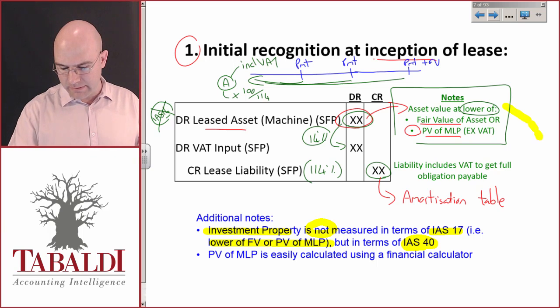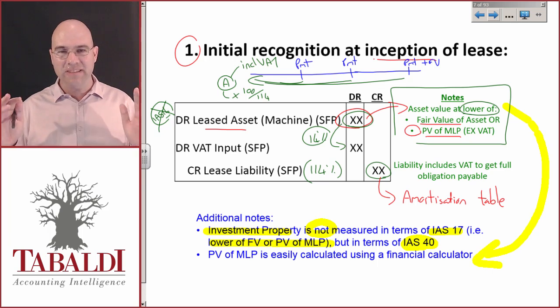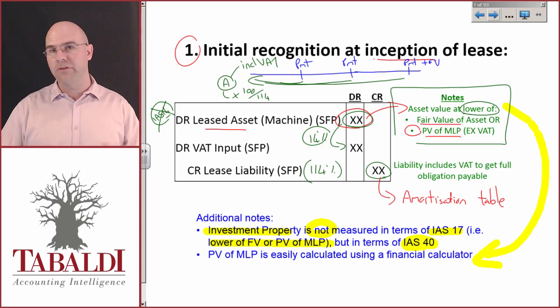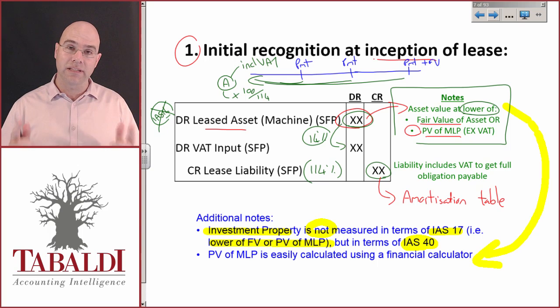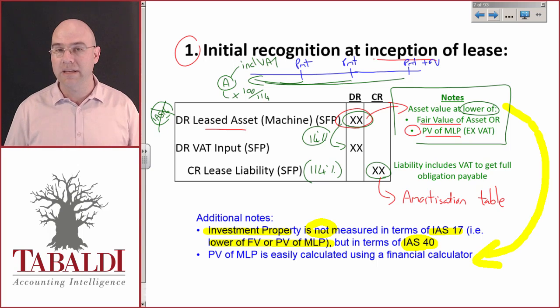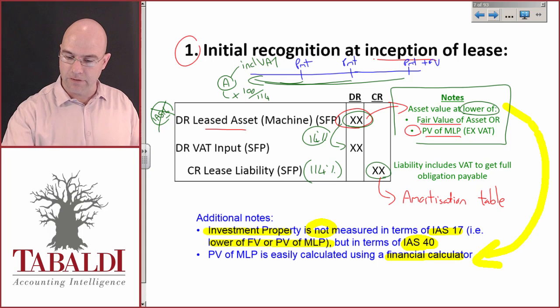Okay, and just remember, guys, how are you going to work out your present value of the minimum lease payments? Well, amortization table is the long way to do it, and if you've got a spreadsheet, that's fine. But what can you take into an exam or keep with you if you're at practice? Your financial calculator. You must learn how to use that thing for this course.